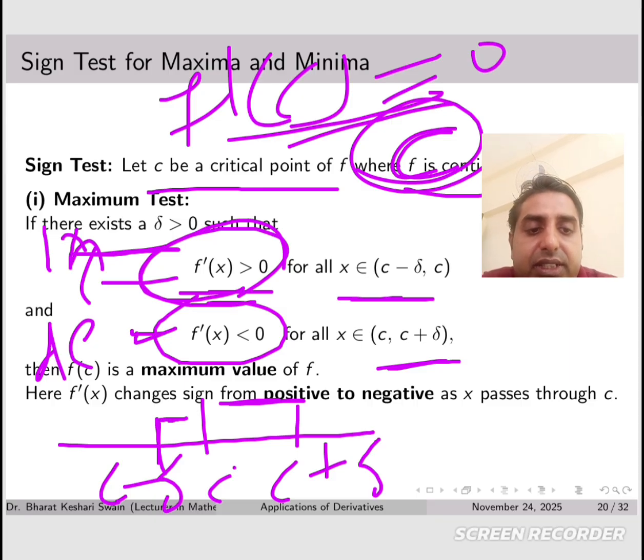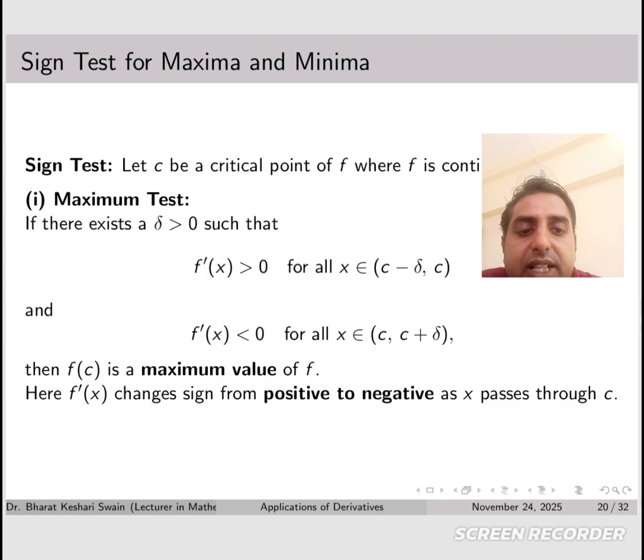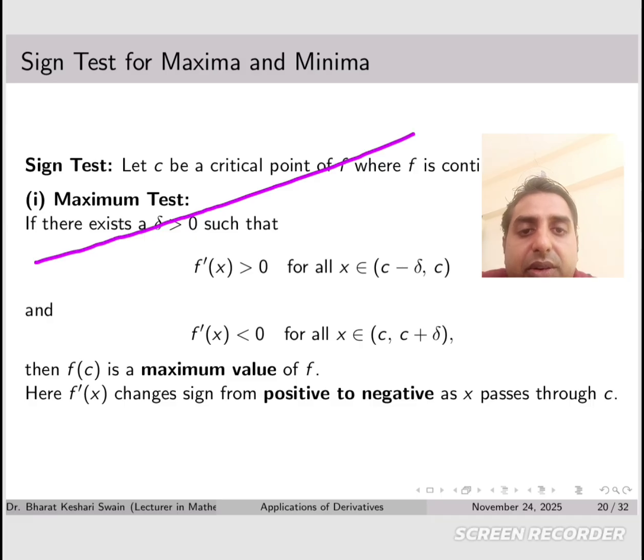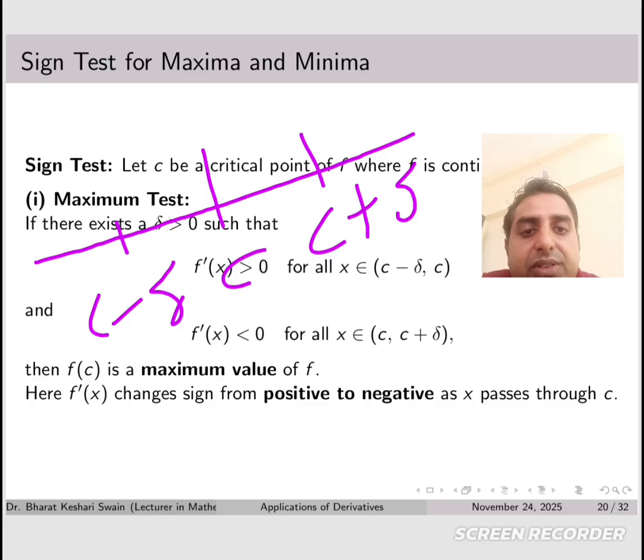So that means if c is the critical point, then for the maximum, if f of c is maximum, how will it behave? For some delta greater than 0, this is c plus delta and this is c minus delta. So f dash x greater than 0 means it is increasing. This type of curve we will get, increasing.